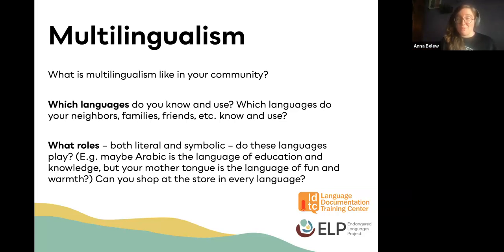Can you shop at the store in that language? Can you go talk to a government official in that language? Start identifying those domains of use for each language in your own life.